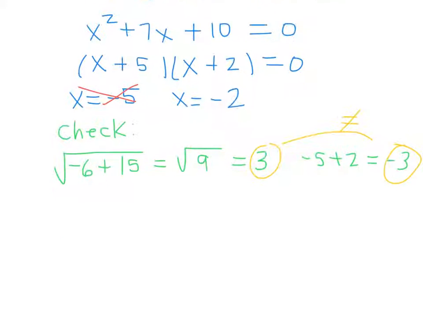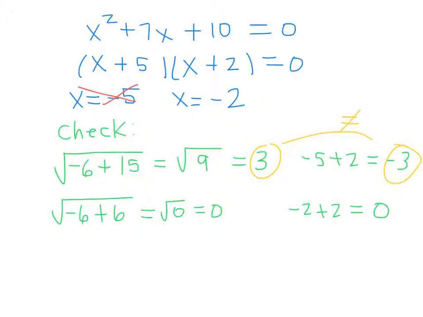Let's check negative 2. Okay, so plugging in a negative 2, we get negative 6 plus 6. All right, well, that's going to end up being square root of 0, which is equal to 0. Now, plugging in a negative 2 to the other side of that original equation, we get negative 2 plus 2, which we get 0, and in that case, those are equal. So x equal to negative 2 is the solution for this equation.